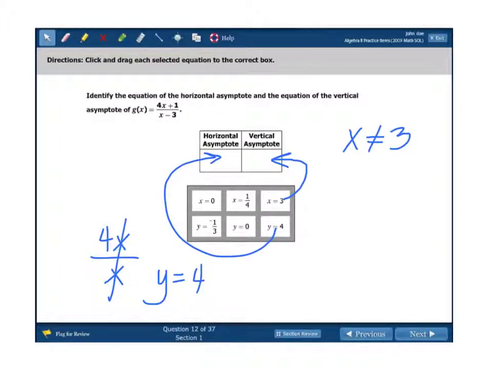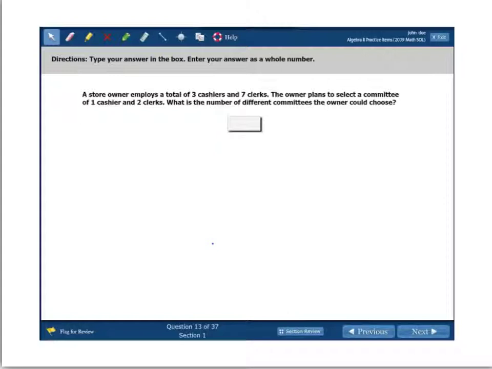Last question for the first video. Okay, this is our last question for the first video. Permutation or combination. We don't know yet. We haven't read it. Type in our answer in the box. Store owner employs a total of 3 cashiers and 7 clerks. So 3 cashiers, and 7 clerks.